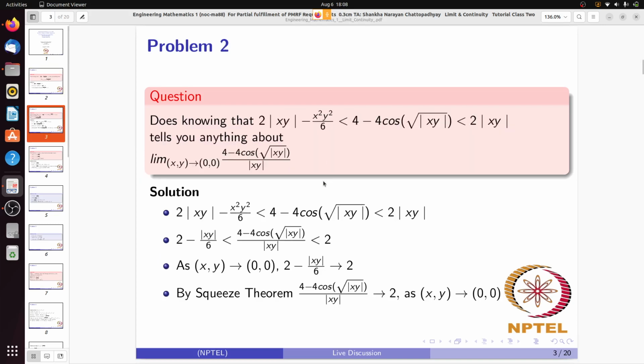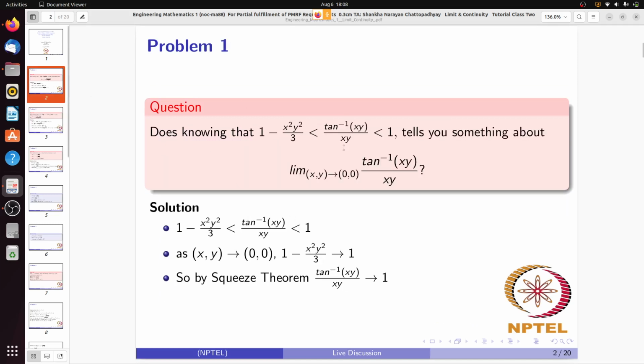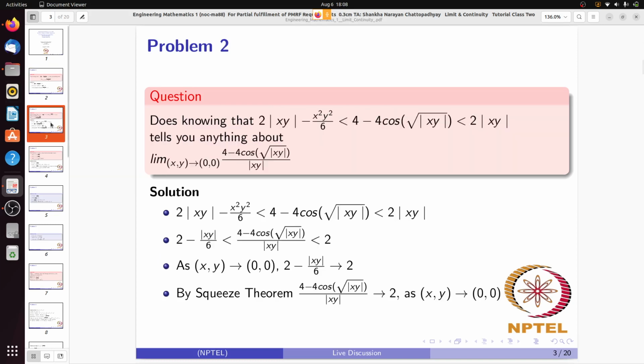So problem number 2. Problem number 2 is quite similar to problem number 1. In problem number 1, we were trying to determine the middle portion when it is bounded by two well-known functions. One is the polynomial function 1 minus x square y square by 3, the other is just the constant function. So here also it is a similar problem. Here, what is the question?